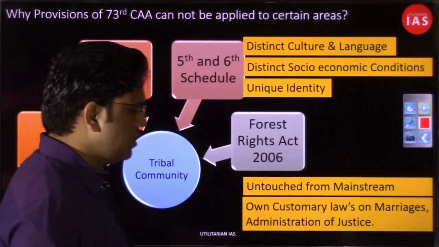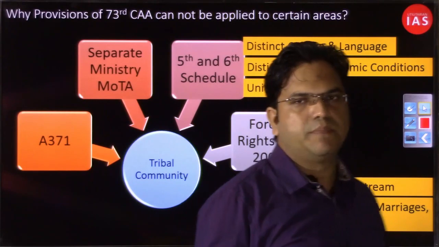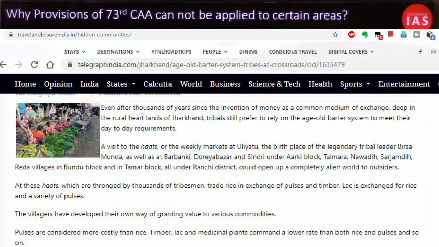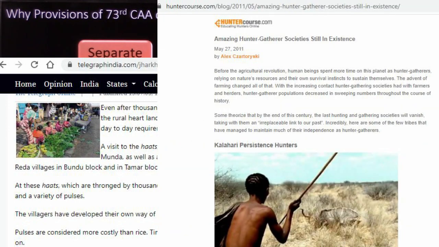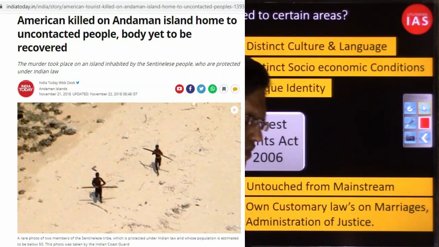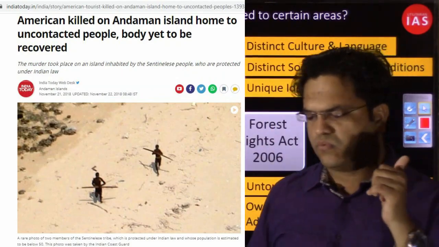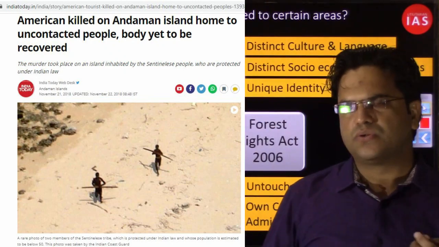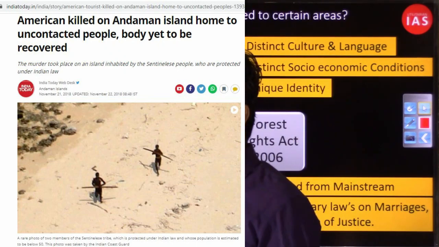Not all the 645 tribes are completely untouched from the mainstream, but there are many tribes which still practice the barter system. They still indulge in hunting for their food. They are still food gatherers. If you remember that Andaman Nicobar story 1.5 years back, when this American citizen was killed, if you have been keeping up with current affairs, you would know that they do have their own customary laws on marriages, on divorce, on the social justice system, on how the administration of justice will happen.